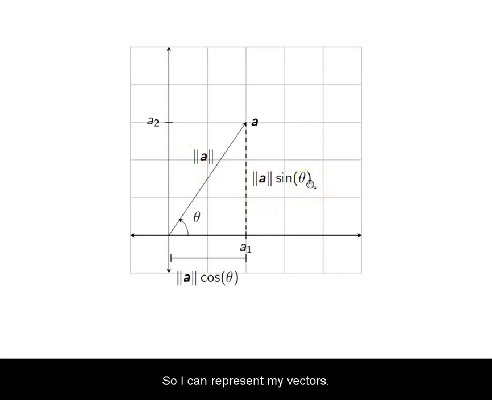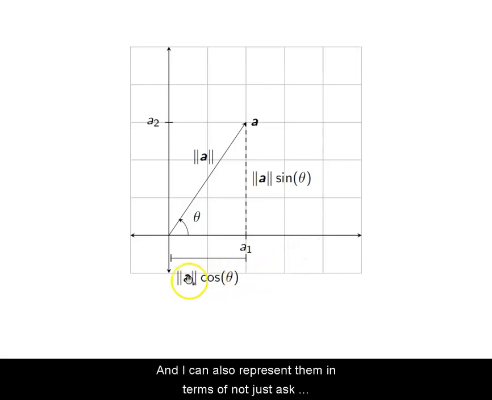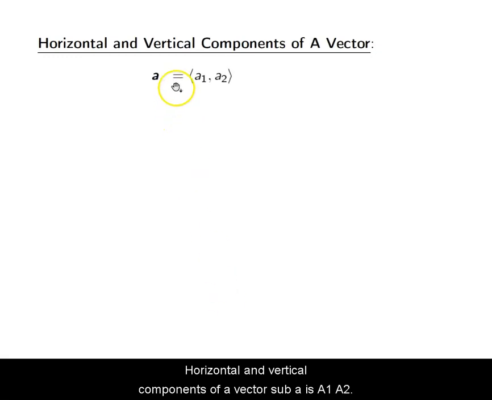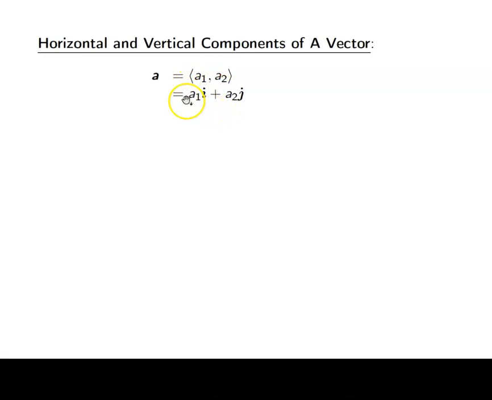So I can represent my vectors geometrically in terms of brackets, in terms of i and j, and I can also represent them in terms of not just x and y, but in terms of their magnitude and their angle. Okay. So horizontal and vertical components of a vector. So if A is (A1, A2), I can rewrite it as A1 times i, its horizontal component, and A2 j, which is a vertical component.